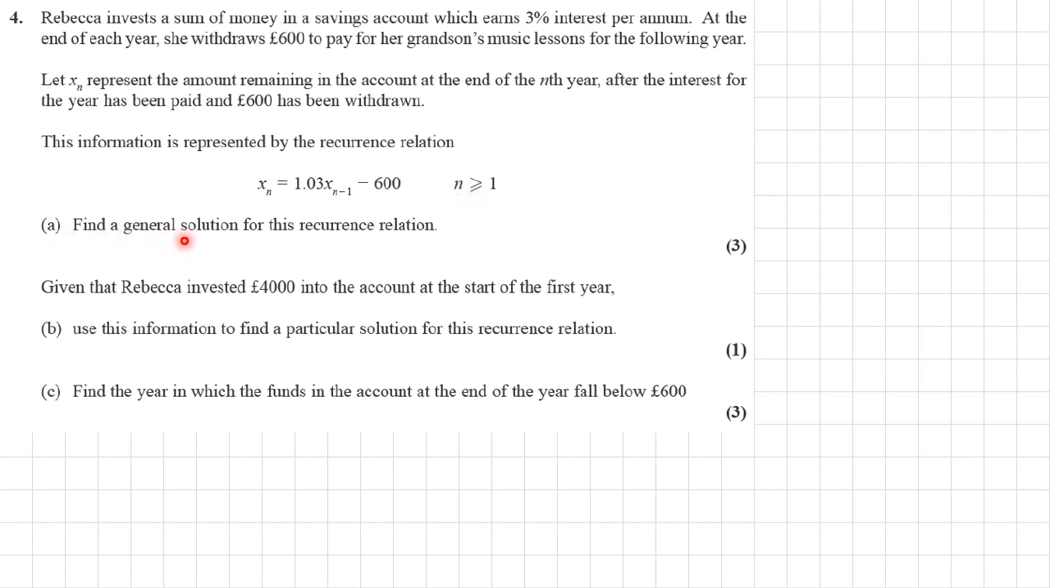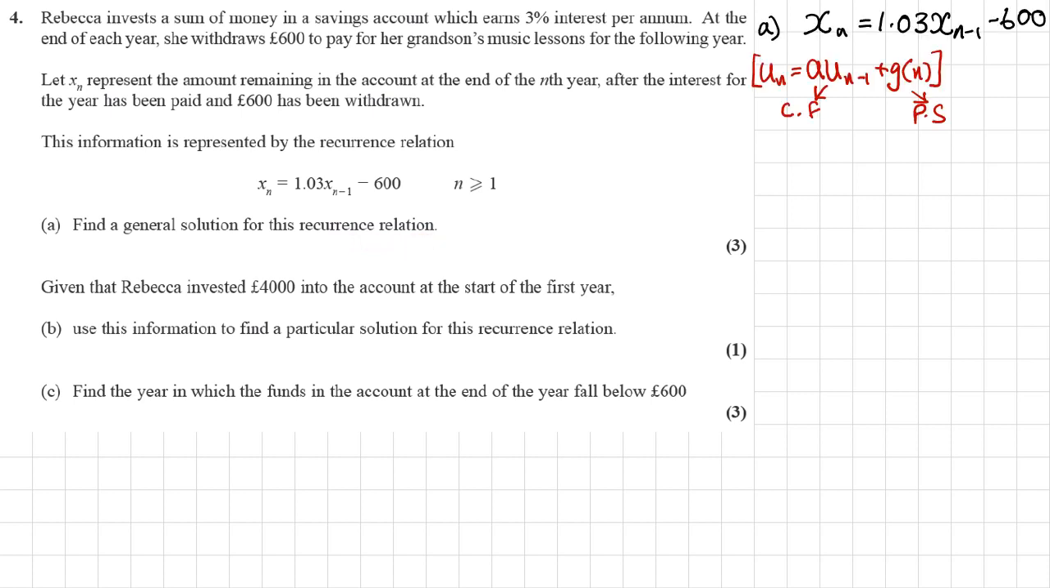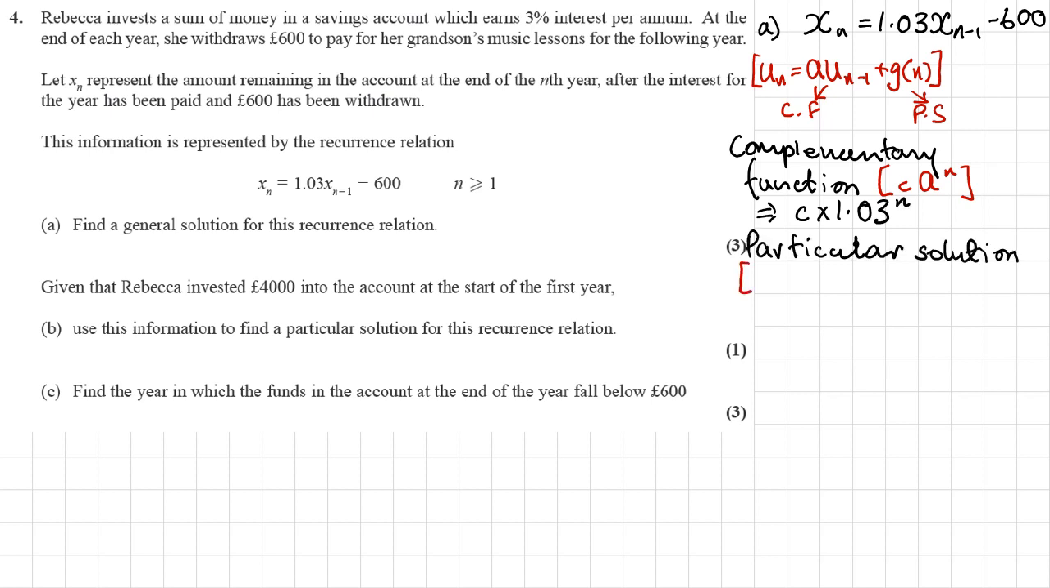Part A, find a general solution for this recurrence relation. Okay, because of the form that it's in, we'll start with the complementary function. A general solution for the complementary function is going to be in this form, where c is a constant. So we're going to have c times a to the power n, and in this case a is 1.03. Then we'll move on to our particular solution.